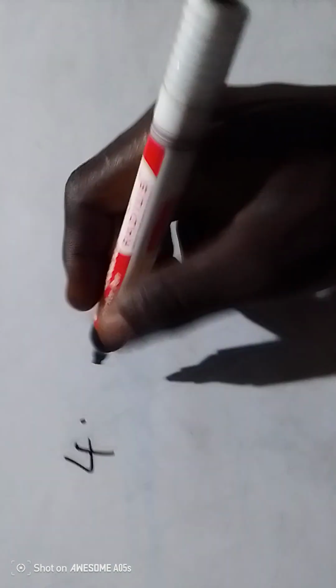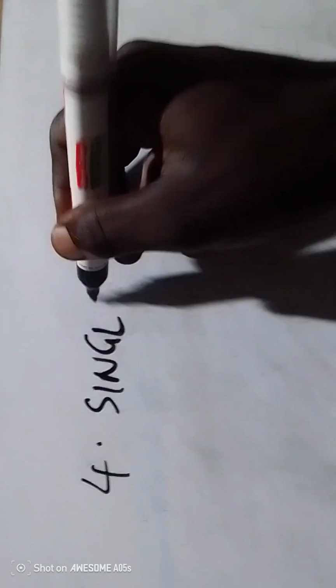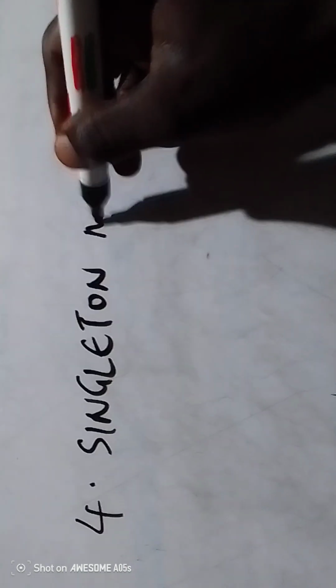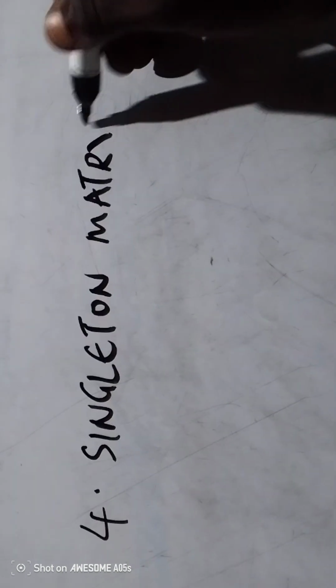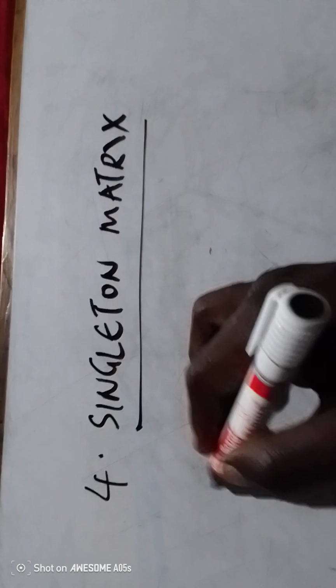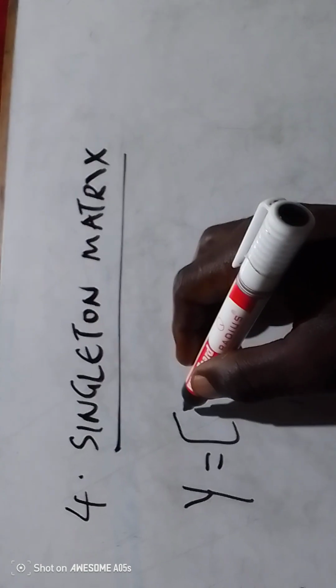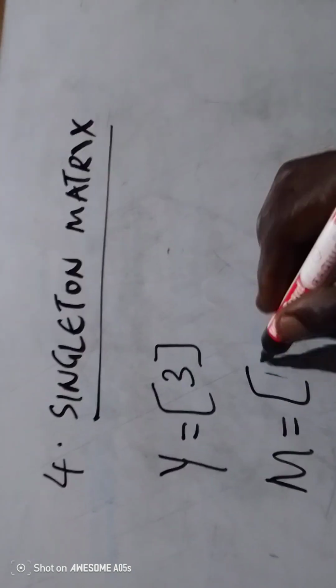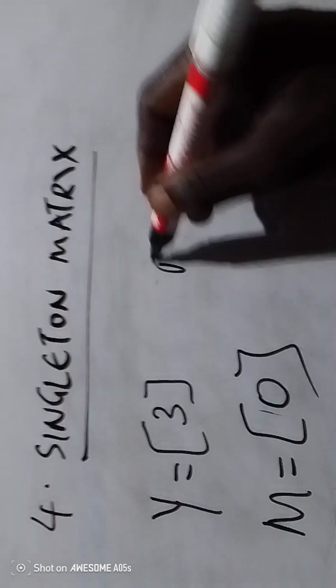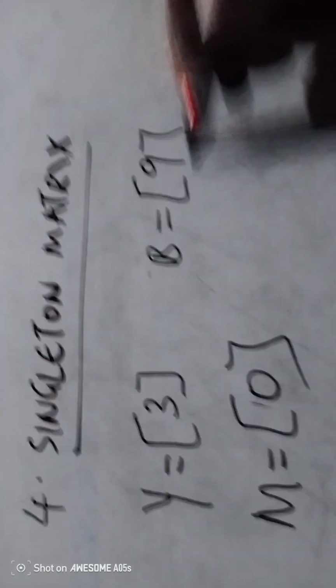The fourth type of matrix that we have, we can call it number 4. It's called a singleton matrix. A singleton matrix is a matrix having only one member inside. That is the one we're calling a singleton matrix. So if matrix Y equals, with one member inside, there's only one member. As long as there's only one member, that's a singleton matrix.